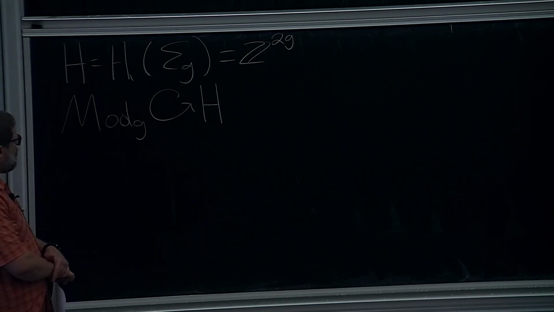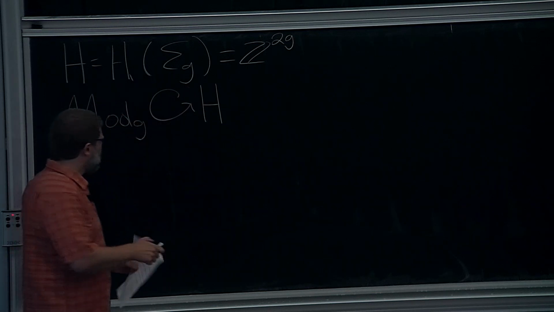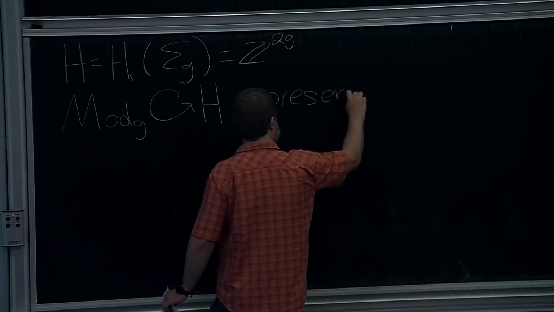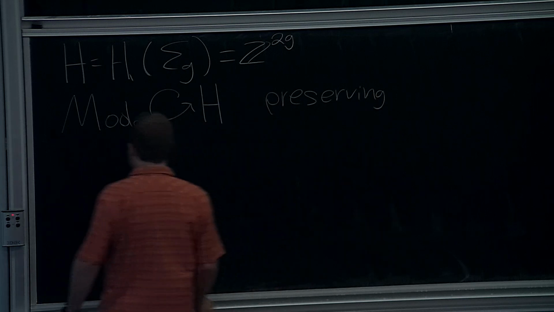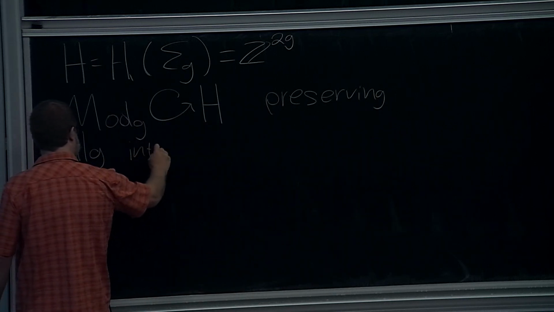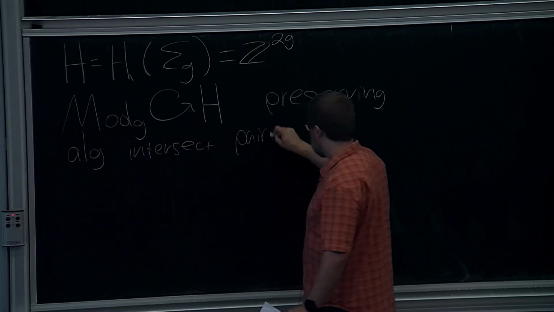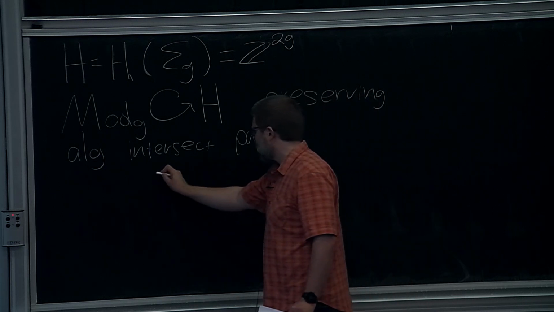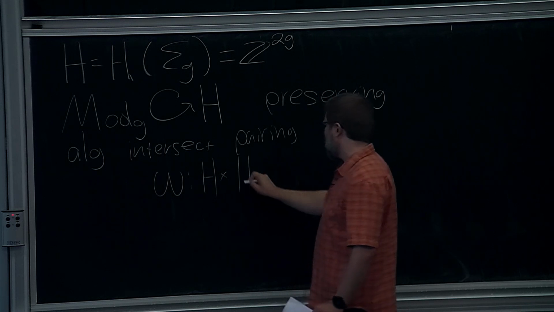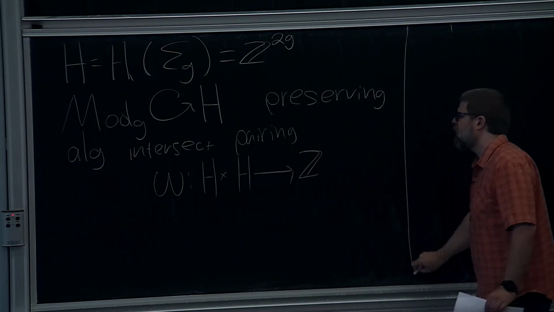But there's some extra structure here. So this preserves what's called the algebraic intersection pairing, which is a pairing omega going from H cross H to Z, a bilinear form. Just to remind you of how this thing works, right?